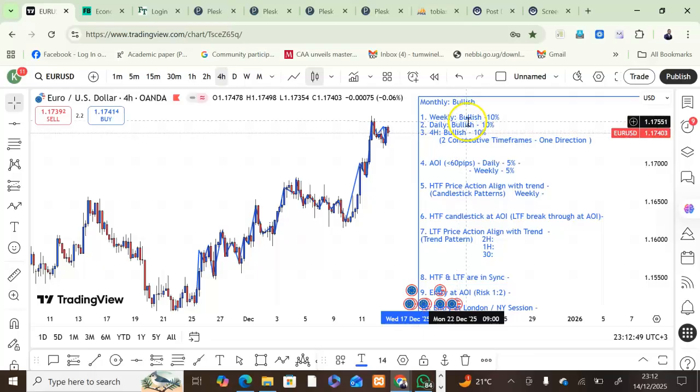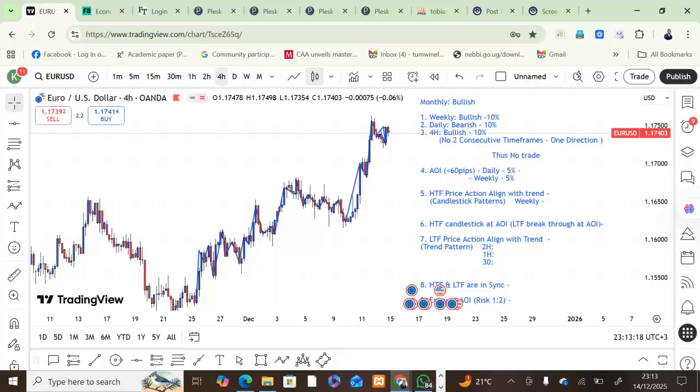The reason is, let's say the daily is bearish, so bullish, bearish, bullish. That means that on your list of confluences you will say no to consecutive time frames in sync, so that means you do not take that trade. That's no trade. So at that moment I just decide to leave the trade. So that's it. My analysis is done and there's no trade.